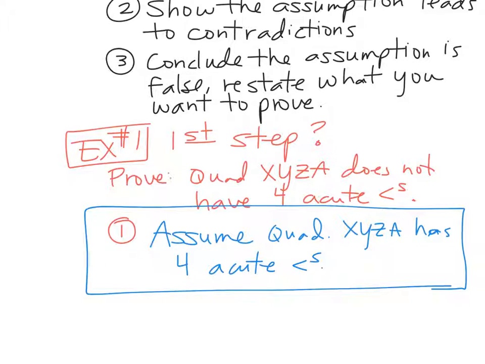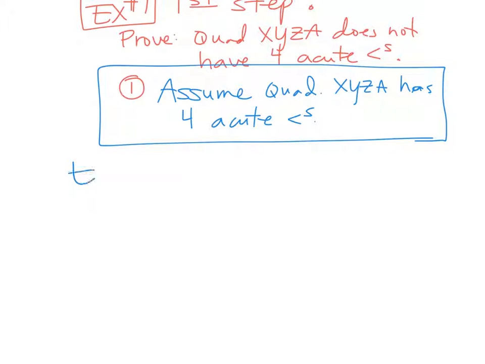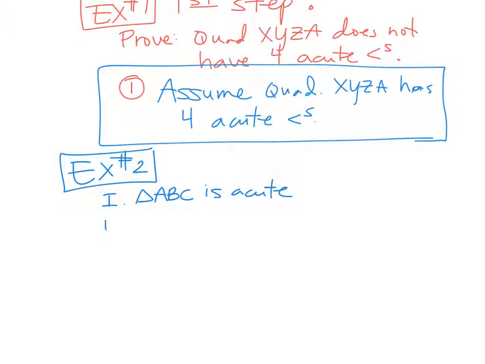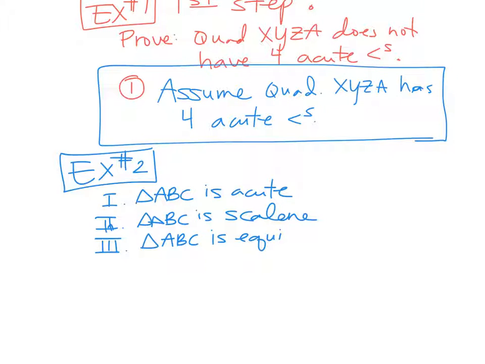Okay, then we're going to look at some contradictions. Example 2. Let's say I give you these 3 statements. Statement 1 is triangle ABC is acute. Statement 2 is triangle ABC is scalene. And statement 3 is triangle ABC is equiangular.